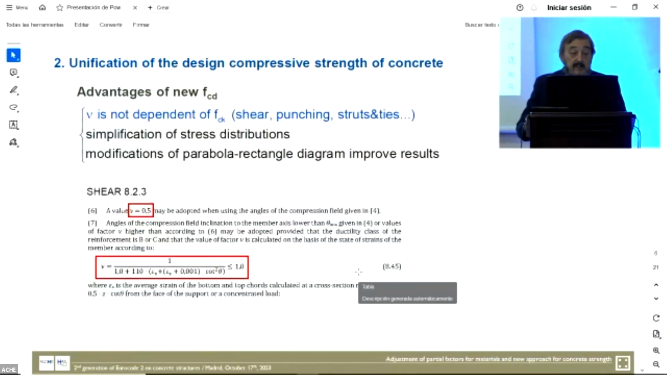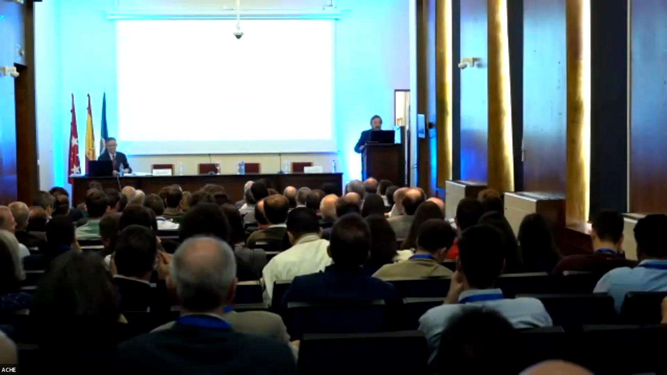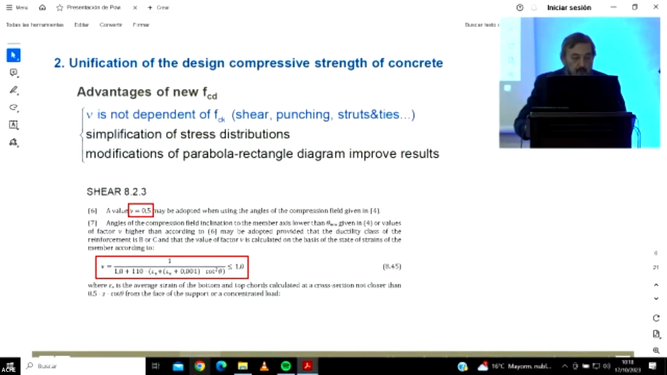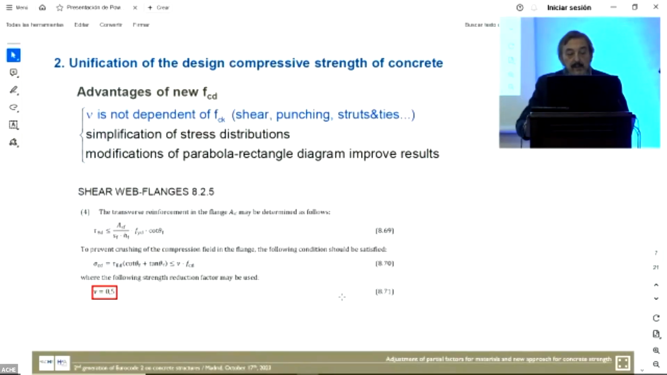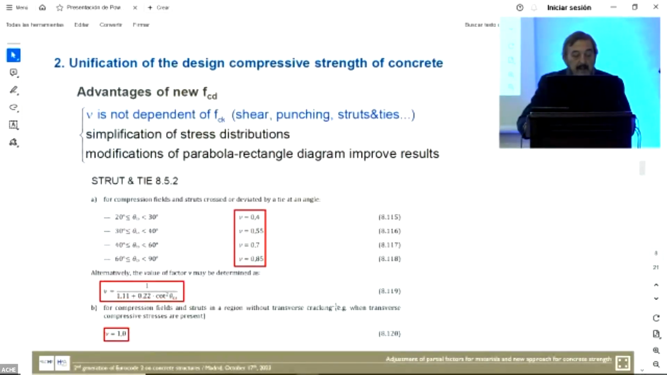This new design compressive strength, in my opinion, has some advantages. First, the reduction coefficient nu, which is applied in several ways of work, in bending, in shear, in punching, and so on, is independent now. It's the same. It's independent of the characteristic resistance. As you can see here, the provisions for shear with constant values, at least not dependent on the strength of the concrete. You see shear, web, flanges, torsion, strut and tie models.